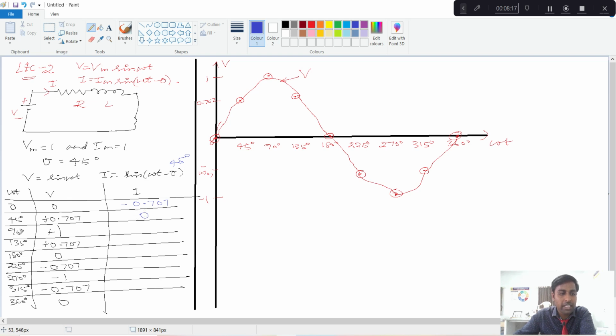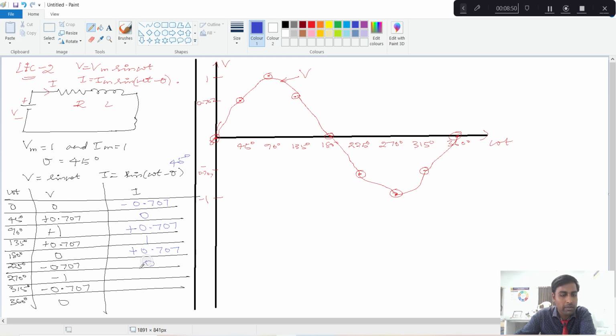Next, sine 90. So omega t is equal to 90. If I substitute 90 here, 90 minus 45 will give you 45. So sine 45 value already we know, right? So this will be plus 0.707. Next, I have to substitute 135 here. So 135 minus 45 will give you 90. Sine 90 will be 1, maximum. And 180, omega t is equal to 180. 180 minus 45 will give you 135, which is nothing but plus 0.707. And 225 minus 45 will give you 180 degree.